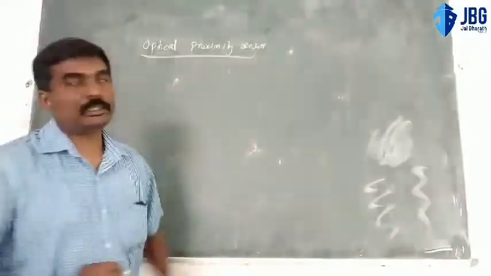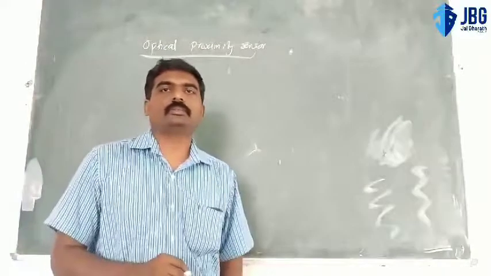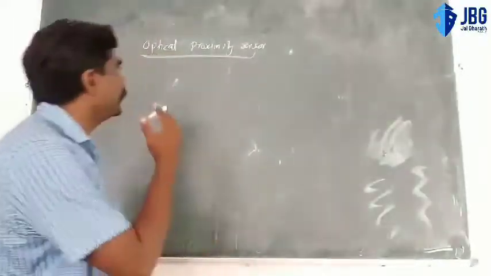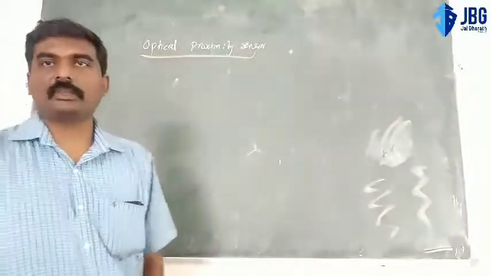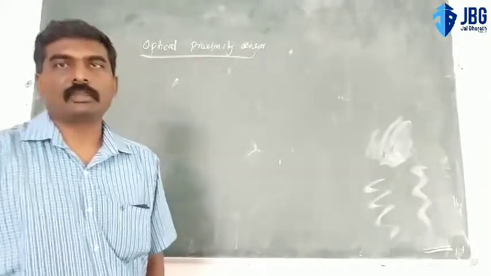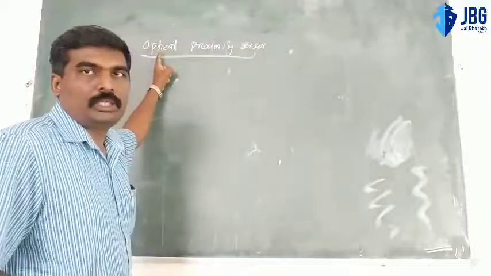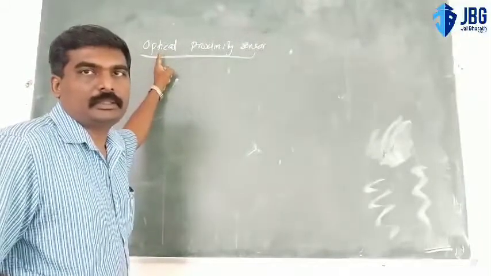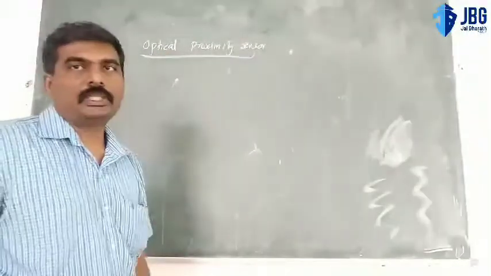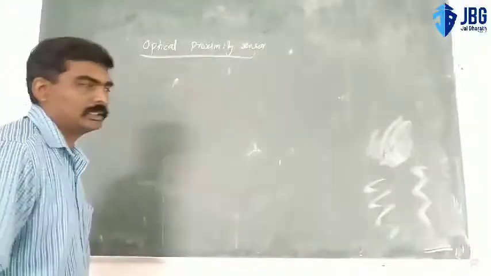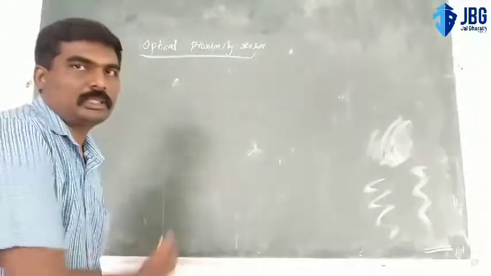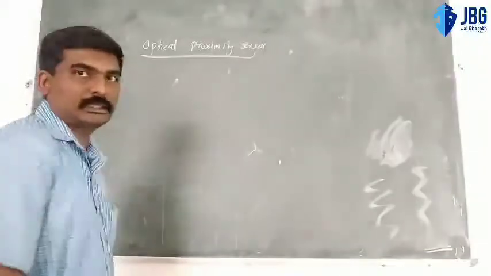Now the fourth type of proximity sensor, that is the optical proximity sensor. As the name implies, it relates to optics, that means a light dependent sensor. I will draw the diagram of the optical proximity sensor.